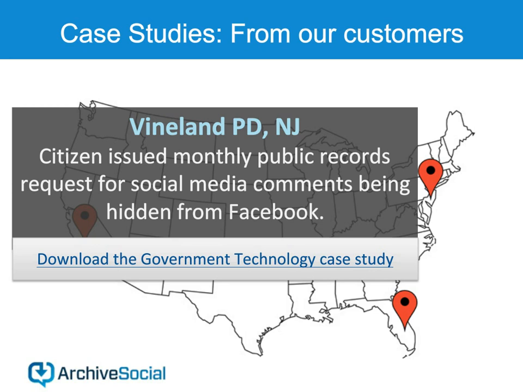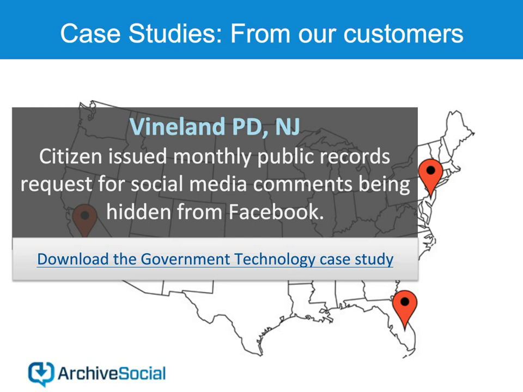And so in Vineland, New Jersey, the police department actually had received guidance from their attorney to pretty much hide every comment that was coming up on Facebook and implement more of a one-way approach. Now, that's not something that we recommend, but they had been advised to do so by their attorney, and a citizen noticed that all the comments were being hidden. The citizen wasn't sure if they were being singled out or not, and so they threatened to issue a public records request for all hidden social media comments every month. And the citizen actually followed through.